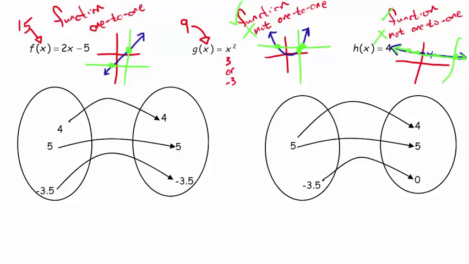All right, next, a mapping. So I think the algebraic representation is the toughest. If we have this little mapping here, 4 goes to only 1, 5 goes to only 1, -3.5 goes to only 1. And similarly, if I go the other way, each one has only 1. So this is a function, and it is 1 to 1.